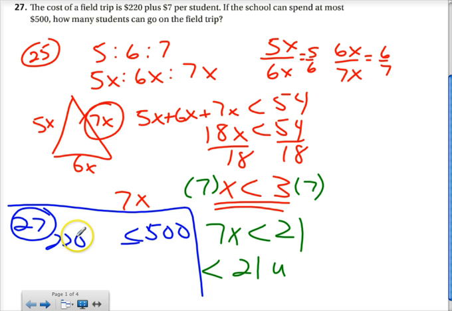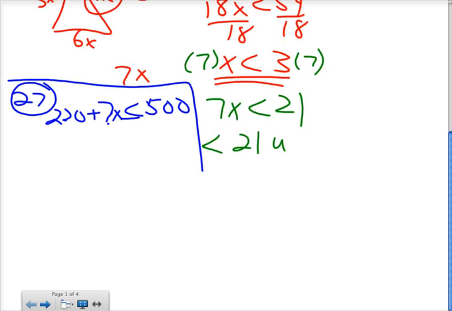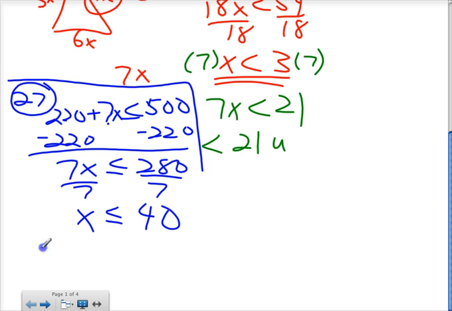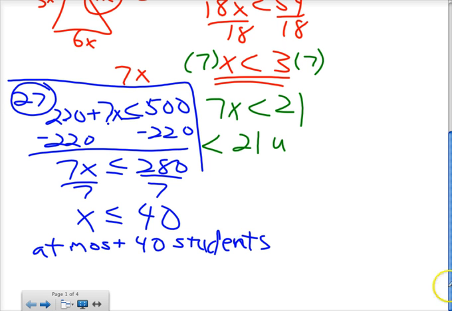And then it's $220 plus 7x for the students. I really would not encourage you to use 7s for students. And then we'd go ahead and solve that. So we'd subtract 220 from both sides. Trying to use my finger right here so that it's not making all those big clanging noises like it has been in the past. And then divide by 7. And that's talking about the students. So at most, 40 students could go on this trip. And that again is because we know that $500 is the cutoff. So there's number 27.